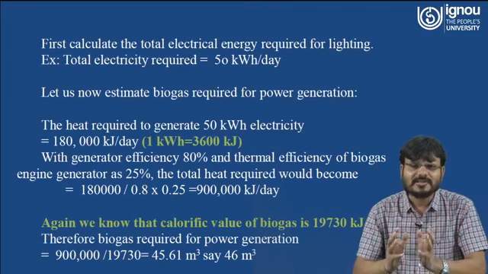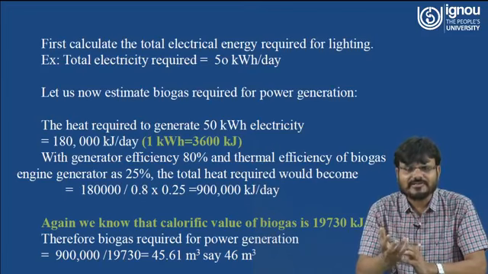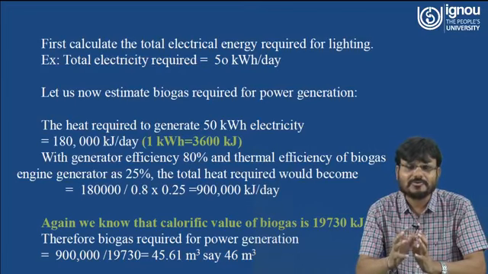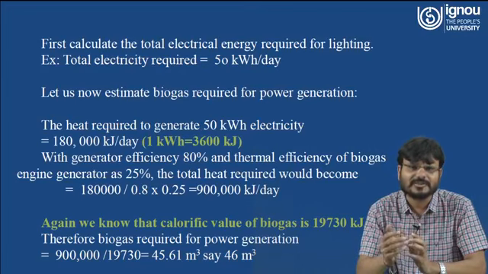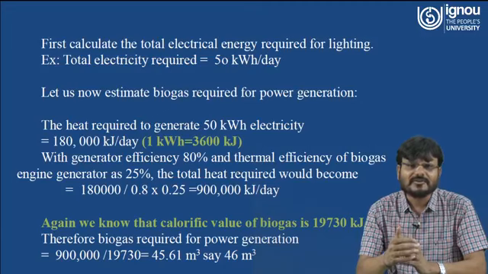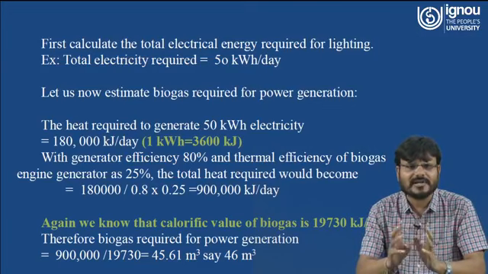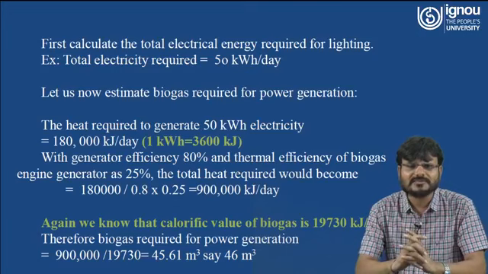You multiply the wattage rating of each appliance by its time of use, so it will be in watt hours. Now you divide by 1000, so it will be in kilowatt hours. This is how you can convert to the number of electrical units required in your home. Now you have calculated the total electrical energy required. I am taking one example and assuming that the total energy required is 50 units, that is, 50 kilowatt hours per day.